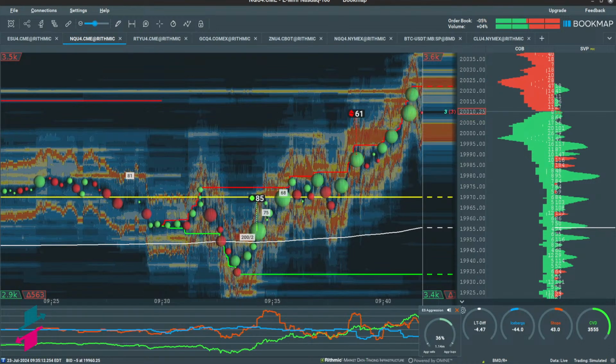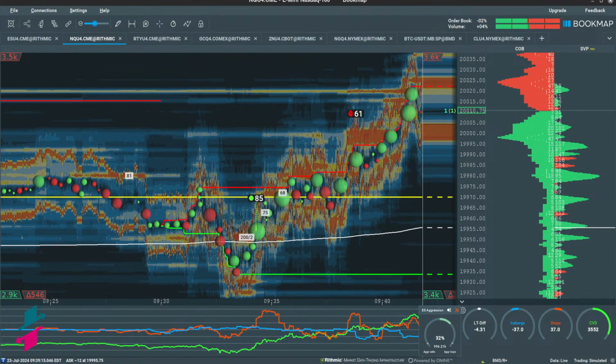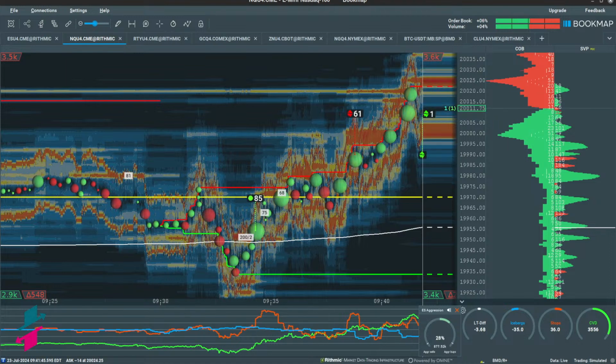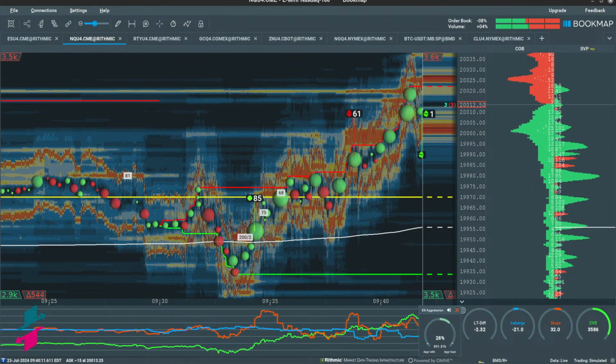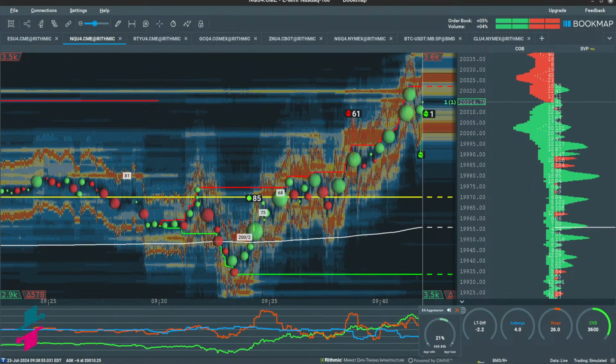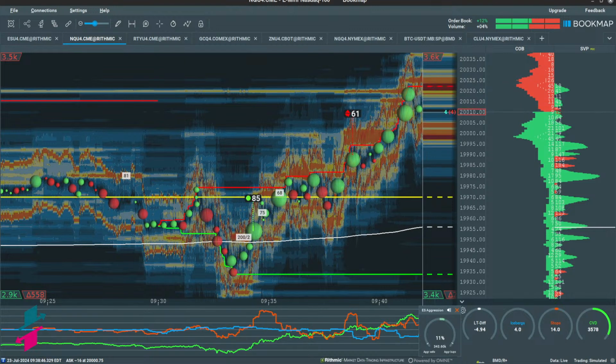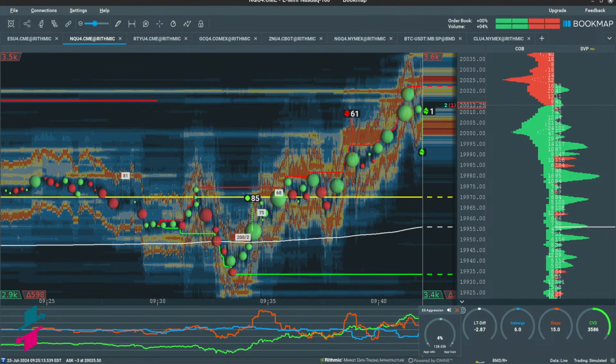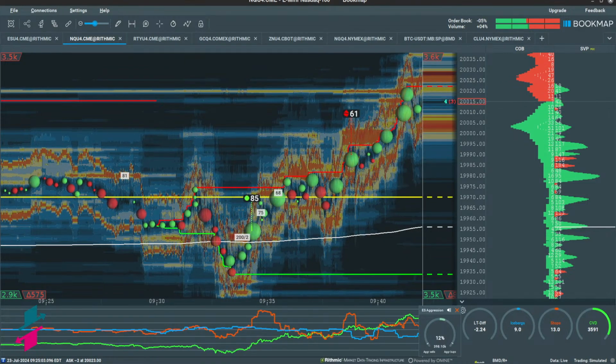We saw the relative strength in the NASDAQ versus the S&P, and the NASDAQ has been regularly setting new highs. It's well above the point of control and VWAP. So again, the NASDAQ has been the momentum leader. It is the index to watch, and it is leading the S&P once again.